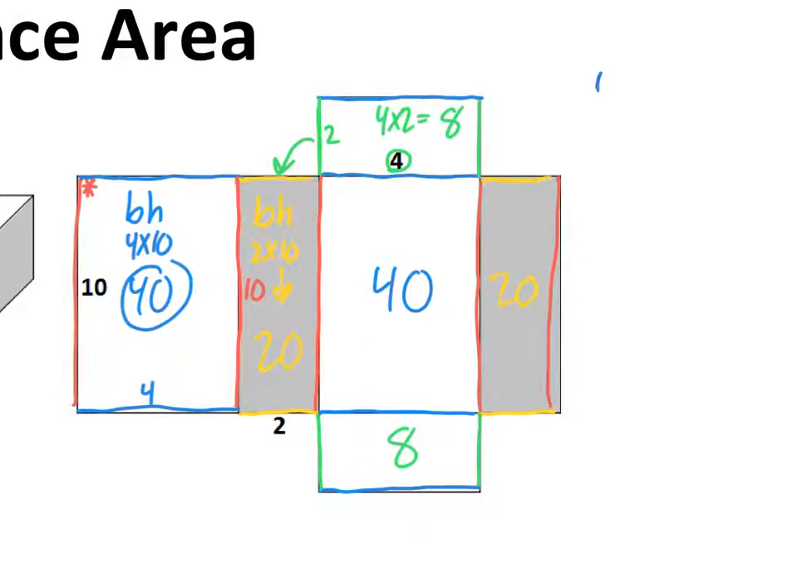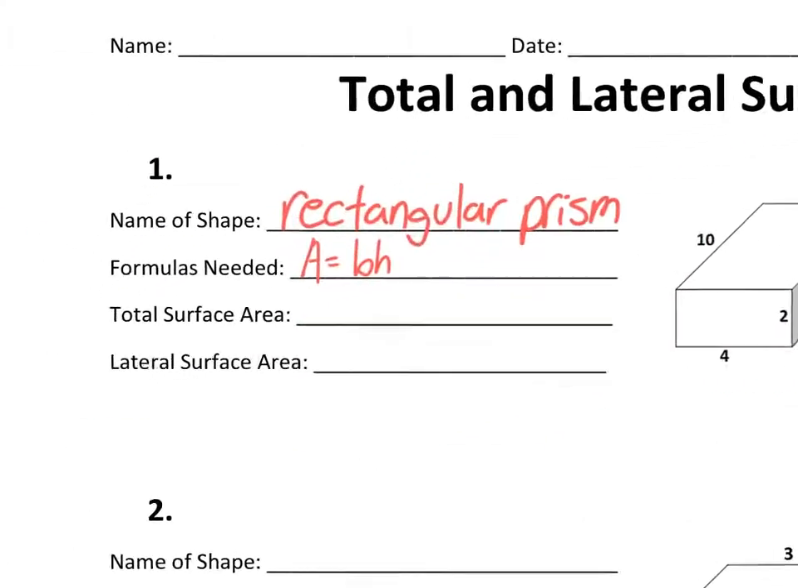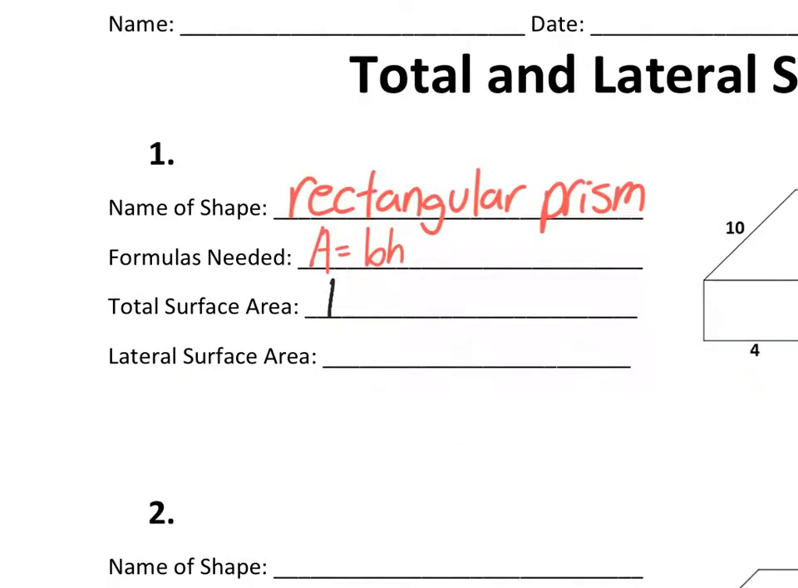I'm going to add my 40s. I'm going to add the 20s that I have there. And we're going to add those 2 8s. I'm going to add all of these up. I would get a total surface area of 136. I did mark units on this, so this is technically units squared, because I didn't put feet, inches, or anything else on this. So our total surface area over here is going to be 136.